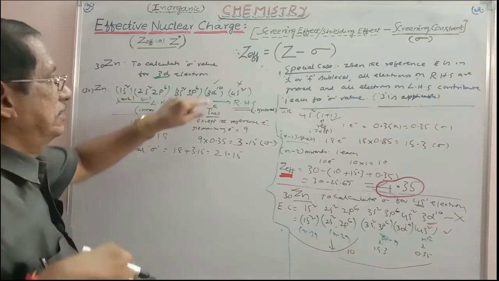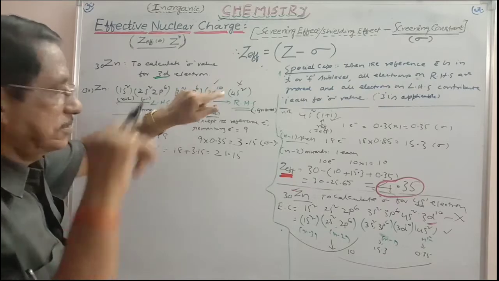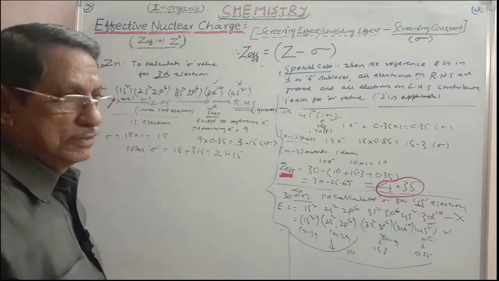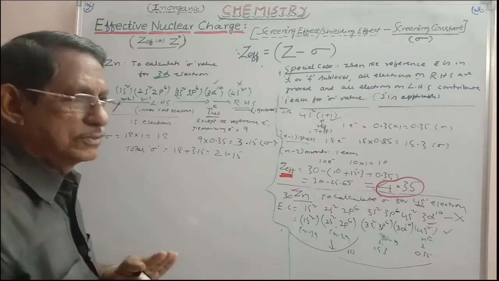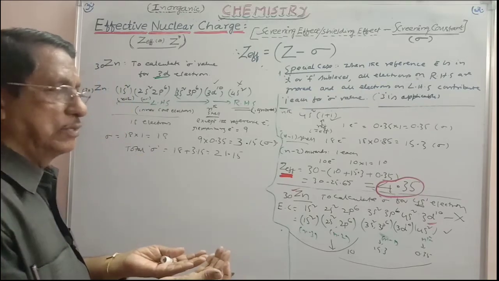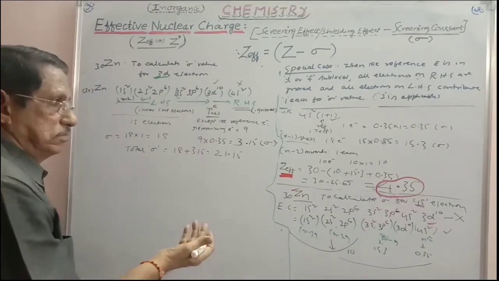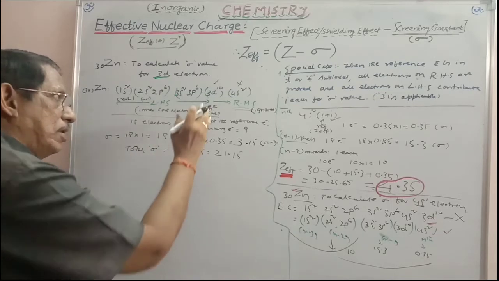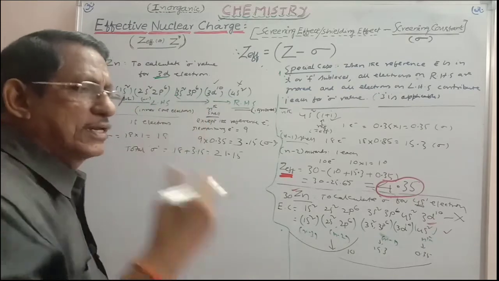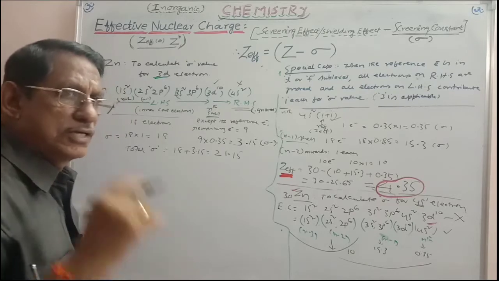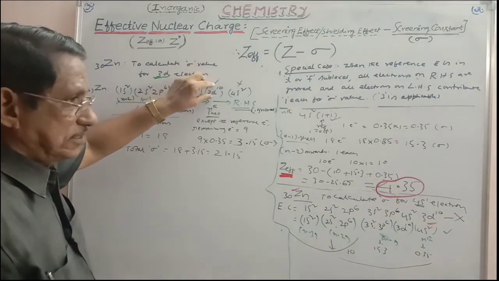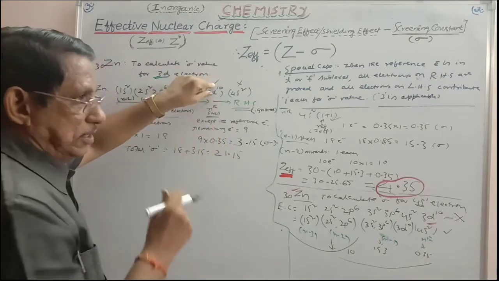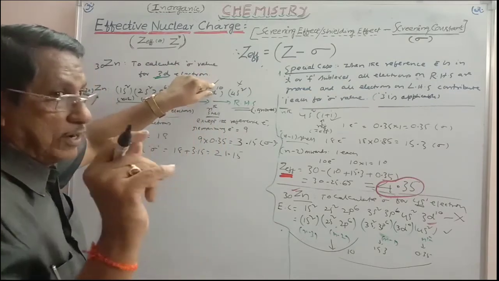But you are calculating the sigma value for a d electron. Whenever a d electron is taken, for the inner electrons you need not count the n-1 or n-2 values. All the inner core electrons will be contributing 1 each for the sigma value. But whatever number of electrons are present in the same group, all those electrons will be contributing 0.35 each.